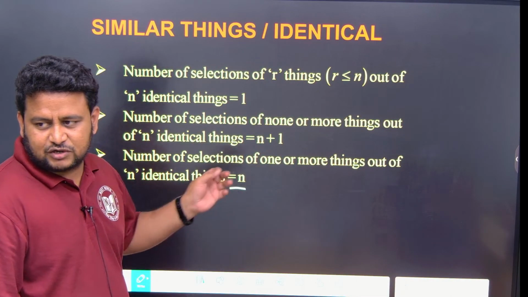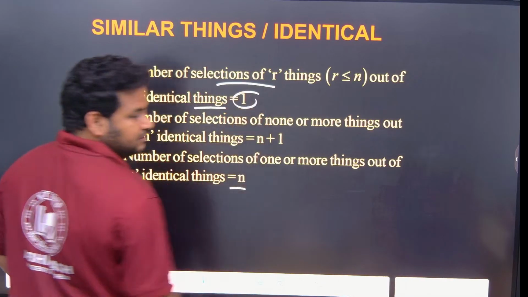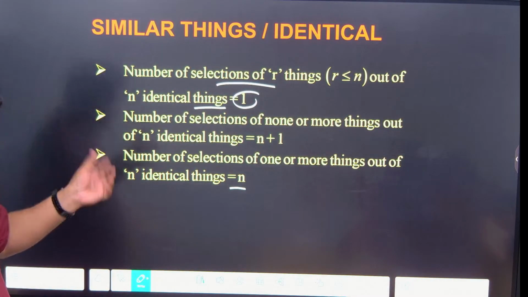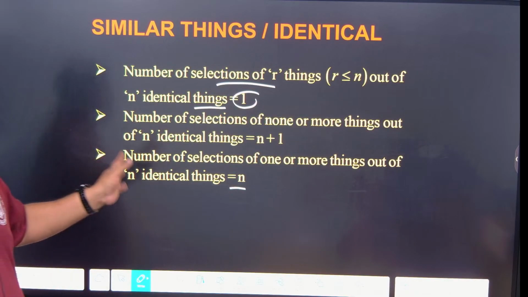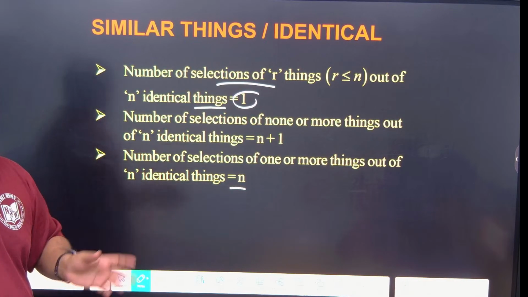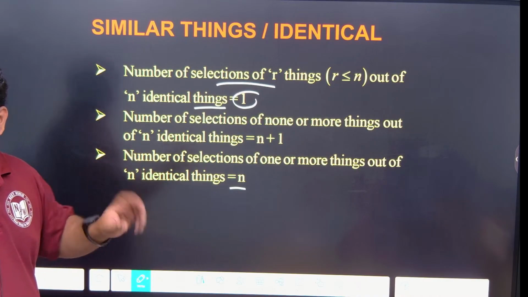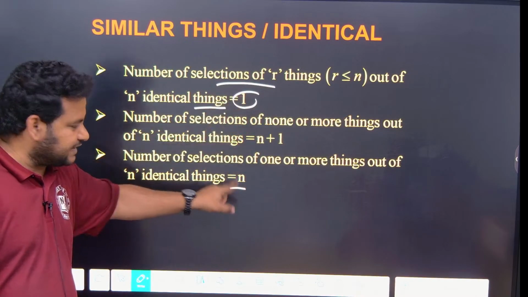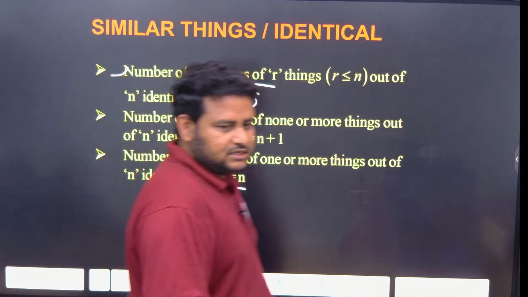Okay, r things out of n identical things. See, r things out of n identical things is what? 1. Make a note of it. But number of ways of selection of nothing or more, nothing or more is 0 and above. That is what? N plus 1 ways. Out of n, you are not selecting anything or you are selecting all. That is n plus 1 ways. And if you are selecting at least one, there 0 is removed. That is n plus 1 minus 1, which is n. Okay, this one you make a note, first one. These two already we have written. Okay, that is what I explained.